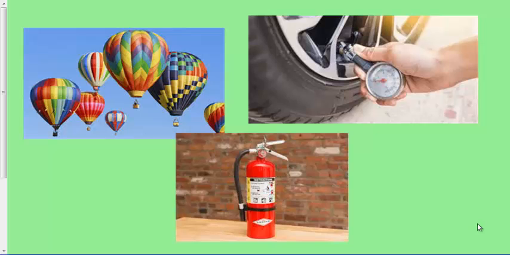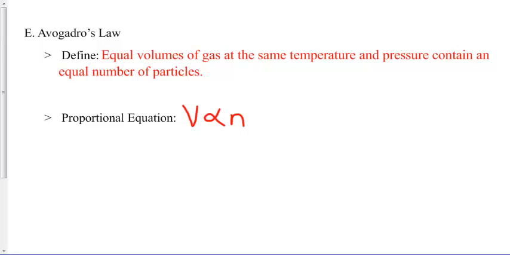So, Avogadro's law states that equal volumes of gas at the same temperature and pressure contain an equal number of particles. So now we're bringing particles into our discussion. If you think about the number of particles, think about how many collisions you can have. Proportion equation: V is proportional to N.